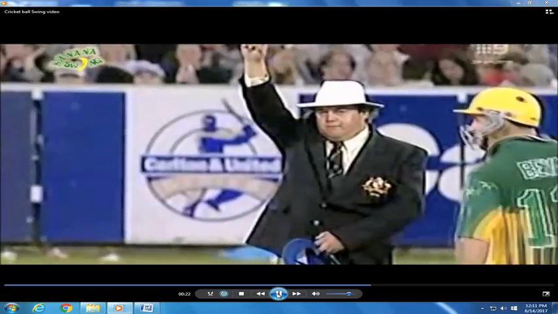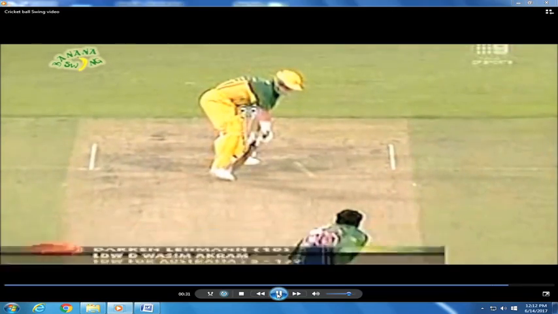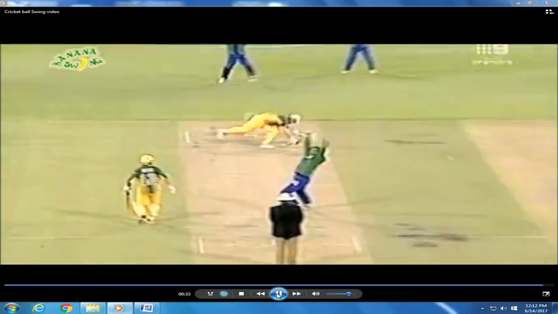Beautifully bowled there by Wasim, and he's got Darren Lehman with the Yorker. Very difficult to negotiate these swinging Yorkers. Started well outside off stump. It was on his foot before that bat could.